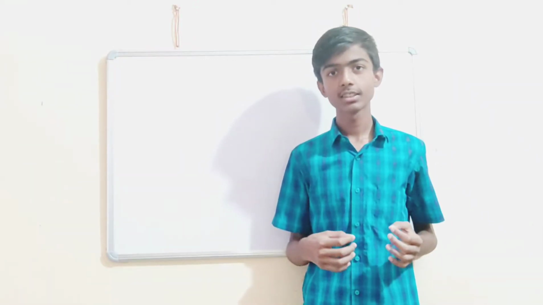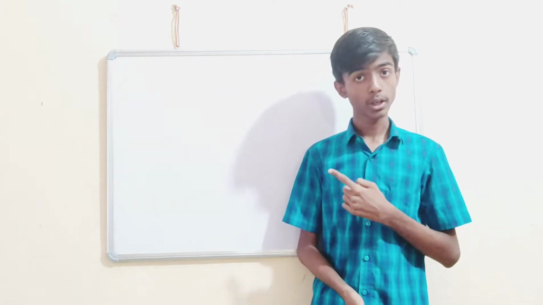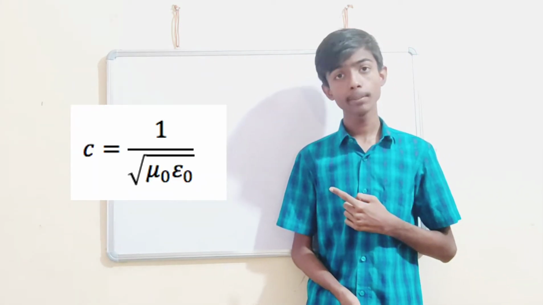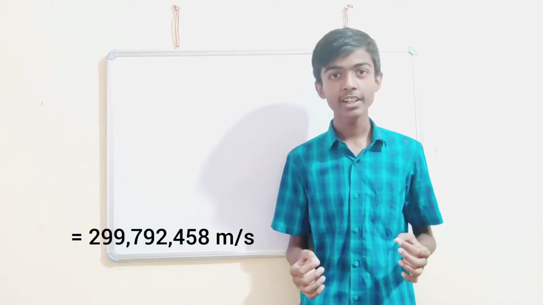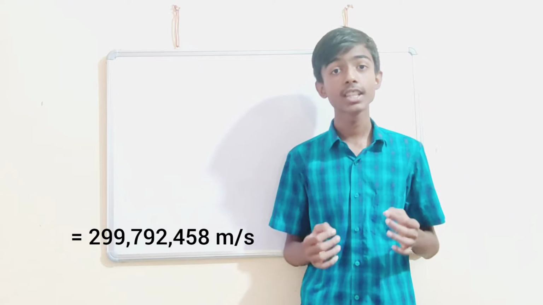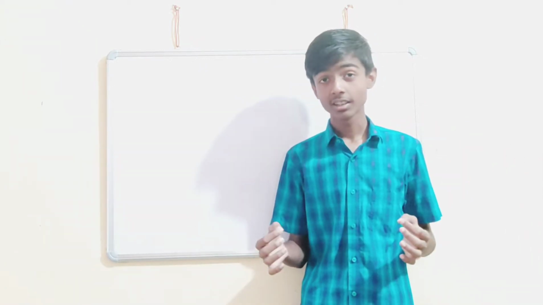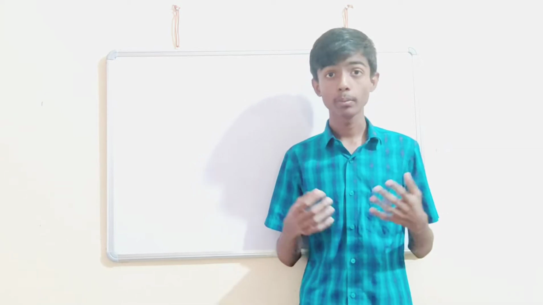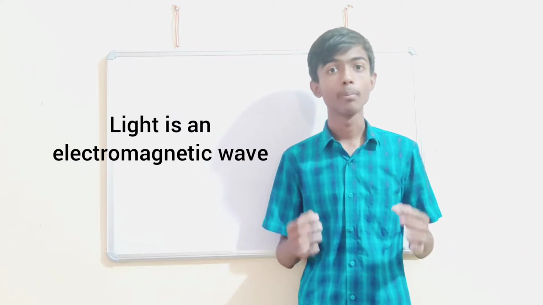So now let's discuss the value of that electromagnetic wave speed. The value of 1 divided by the square root of epsilon naught multiplied by mu naught is actually 299,792,458 meters per second, which is the speed of light. It means that light is an electromagnetic wave, and it was a groundbreaking discovery by James Clerk Maxwell.